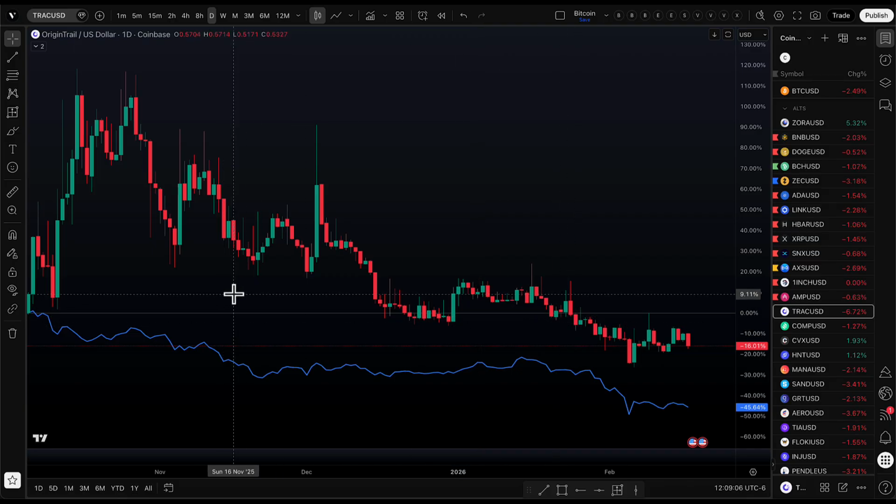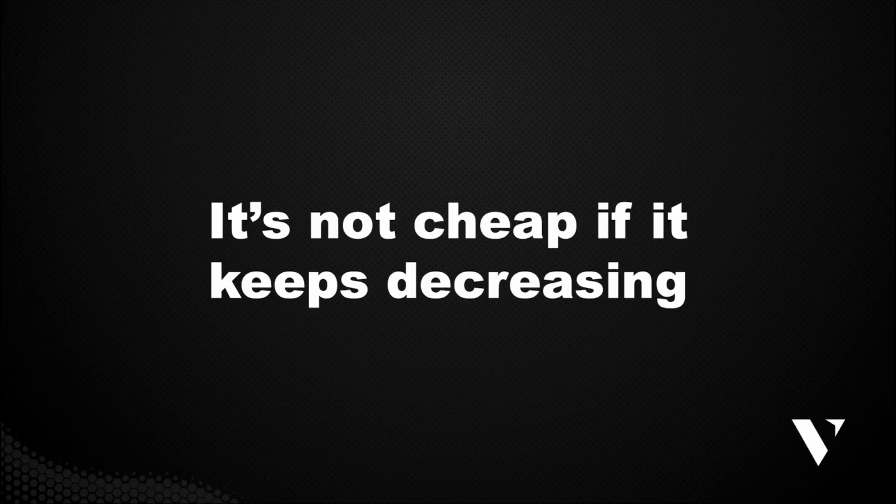Just because they are green in a time like this doesn't mean they'll be on a rocket ship tomorrow. We always do our analysis and look for confirmations of a turnaround in a crypto before we pull the trigger. We need to find the structure, and we'll do that later in the masterclass. But for now, this is the concept. That's exactly why this rule is really important. It's not cheap if it keeps decreasing.